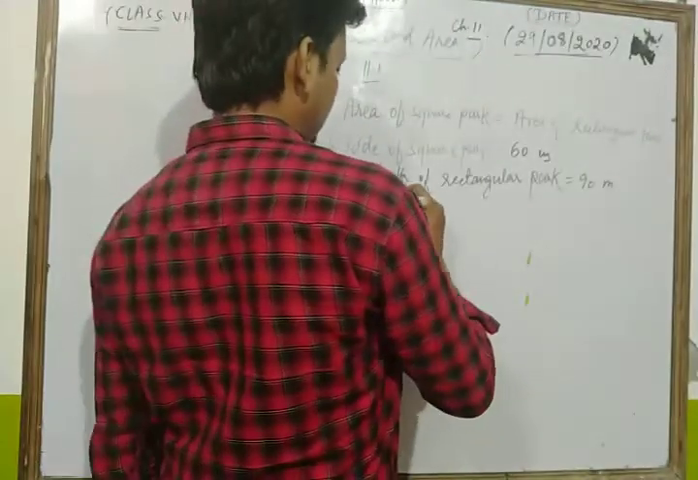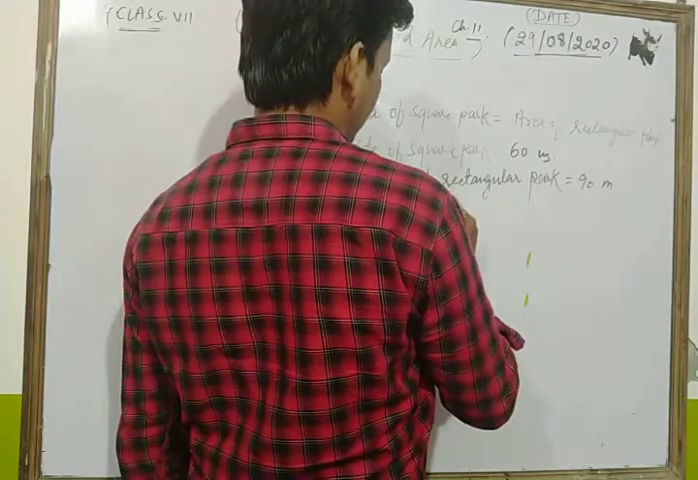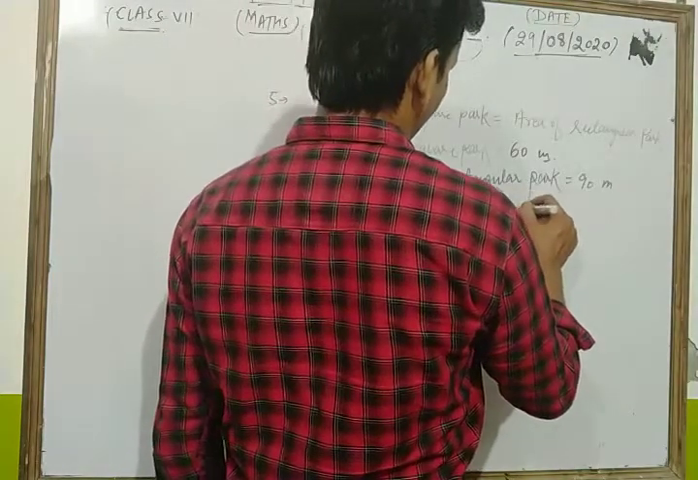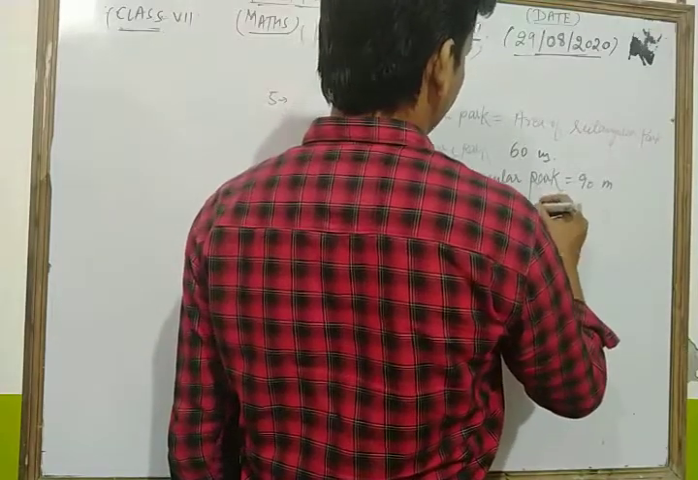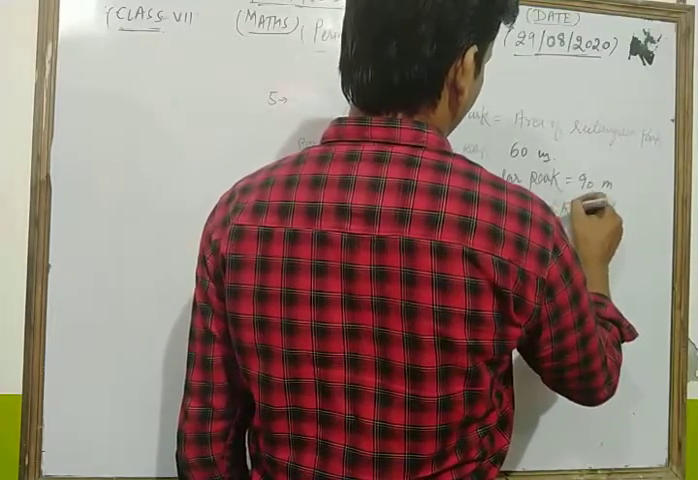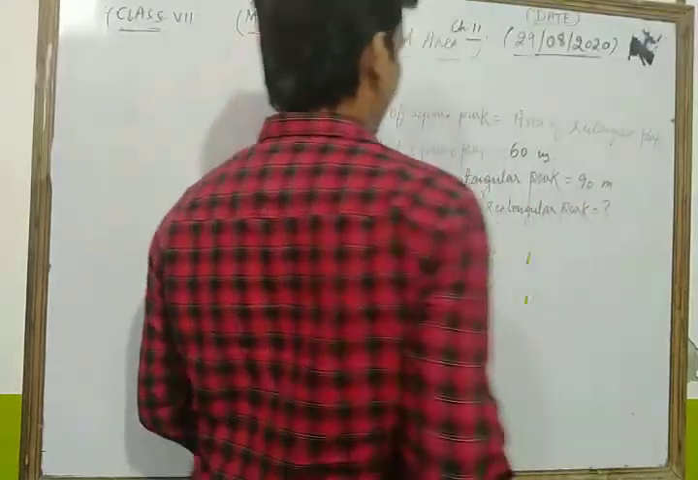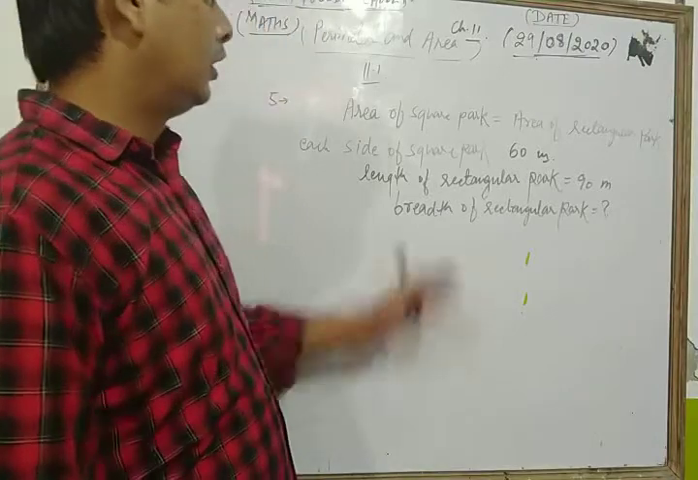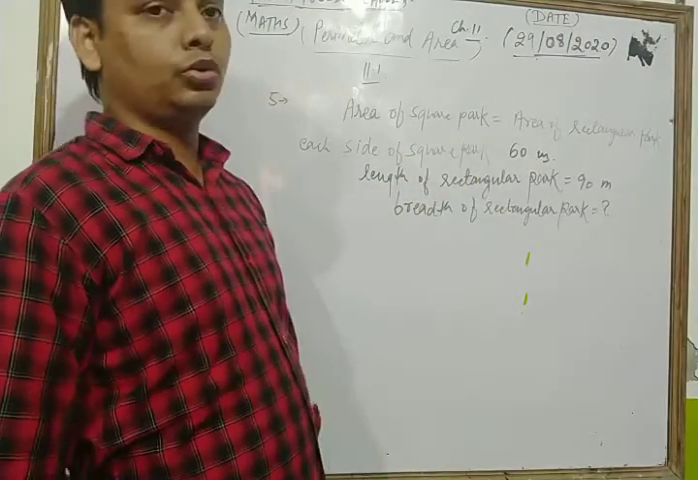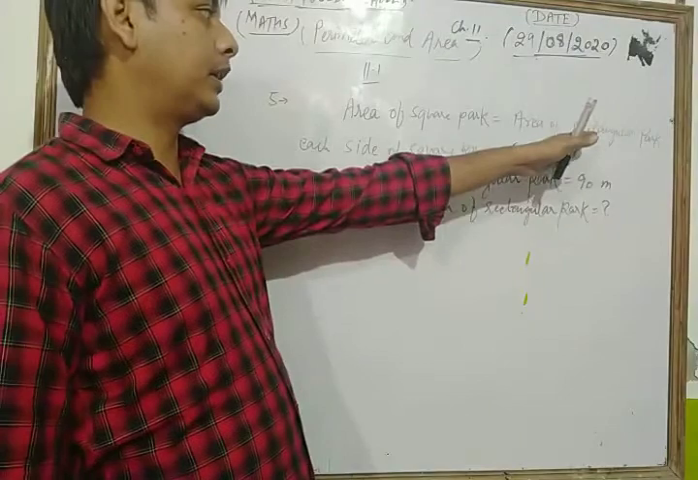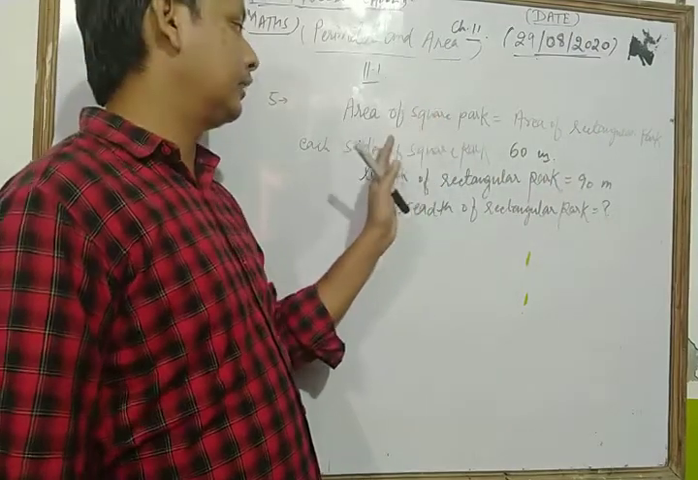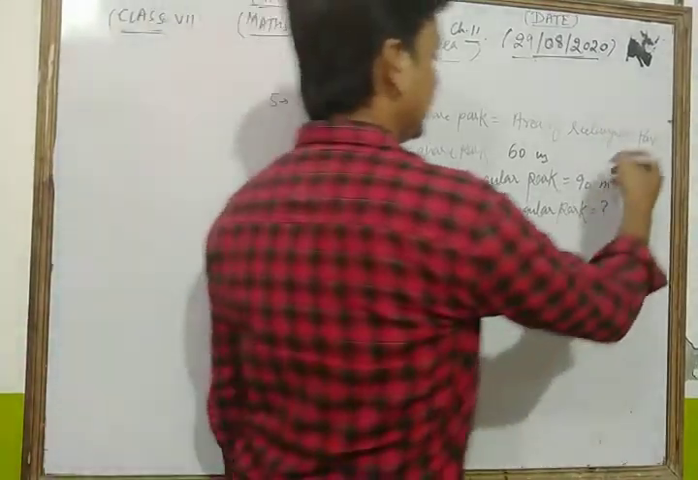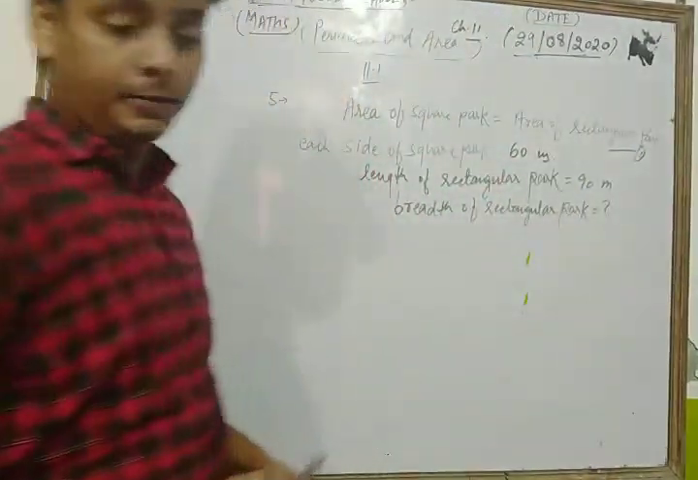We find the breadth of the rectangular park, dear students. Now first we have the side of the square park. So first of all, you know that the area of the rectangular park is the same as the area of the square park, and we have each side of the square park as 60. So first of all, here we take that relation as equation number 1.